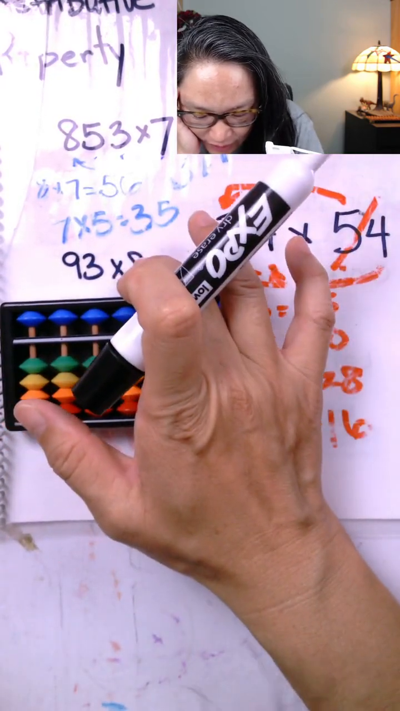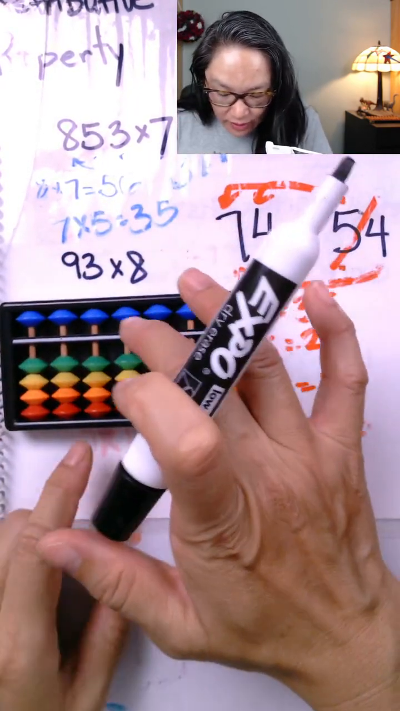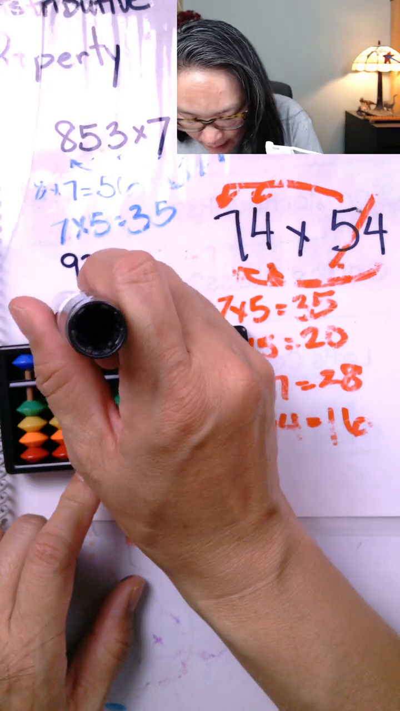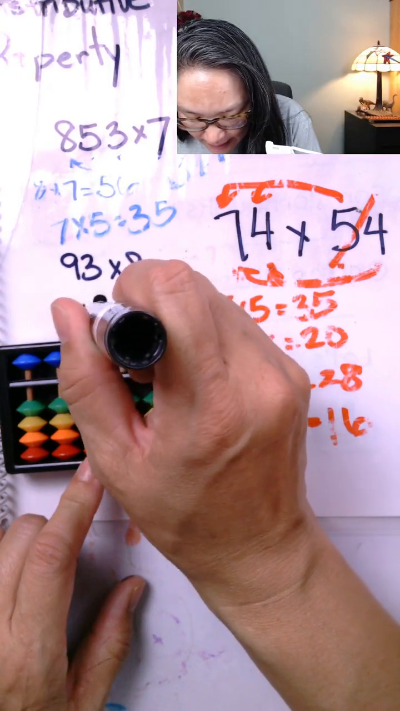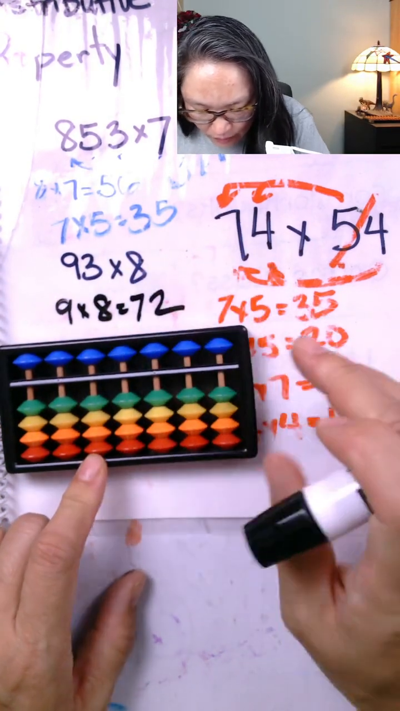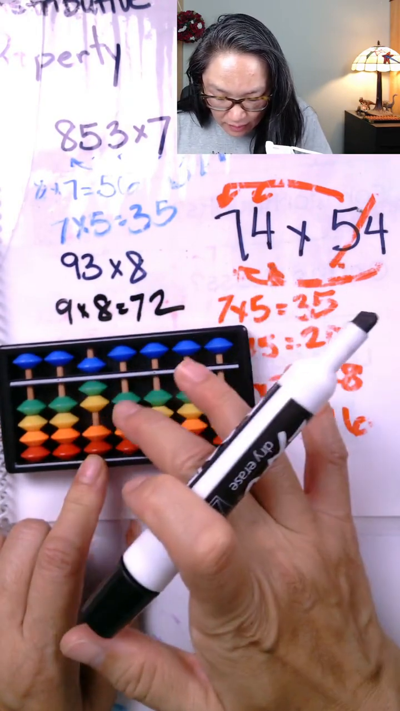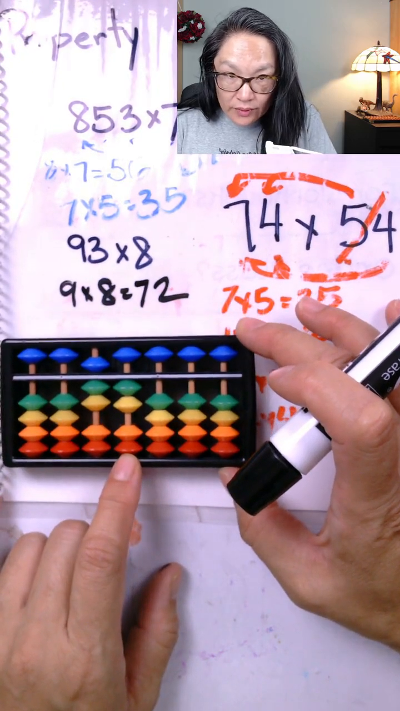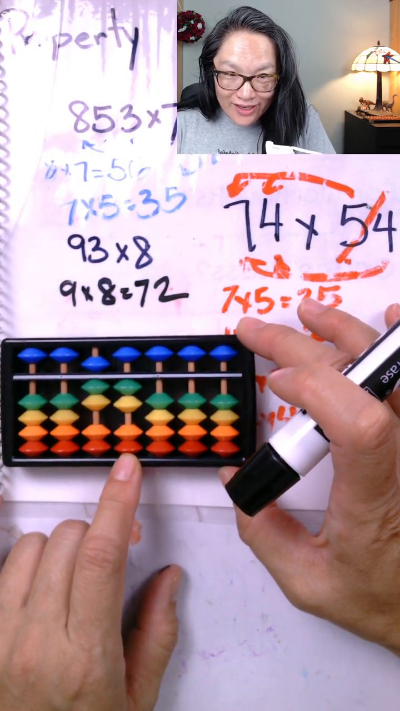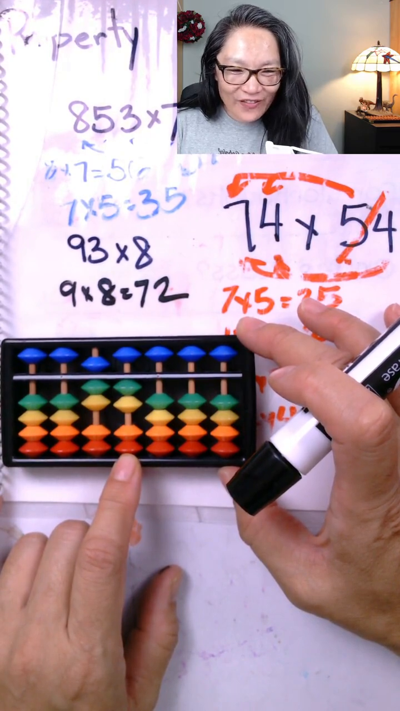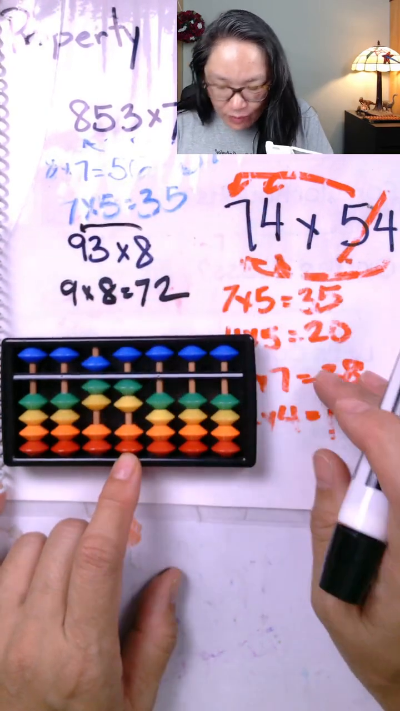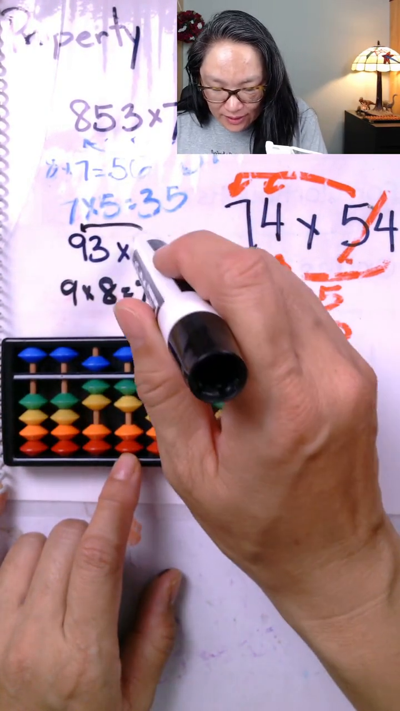So we're going to count our digits: 1, 2, 3. So we have 1, 2, 3. And then we do what? We do 9 times 8 is equal to 72. Add the 70, add the 2. Right? Easy. So then what are we going to do? So what do we just do? We did distributive property.